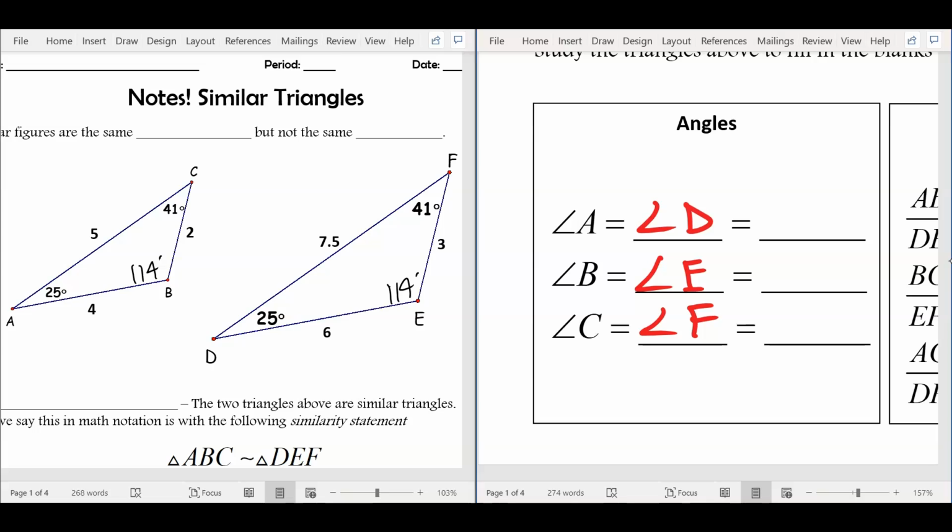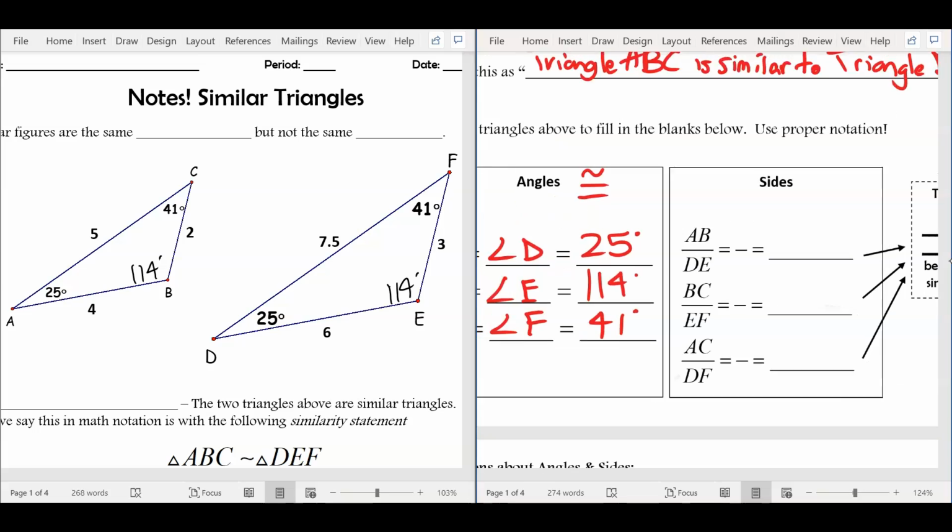So angle A and D are 25 degrees. Angle B and E are 114 degrees. C and F are 41 degrees. Cool. So that's your angles. Your angles are equal. Your angles are the same. They're congruent. Okay.